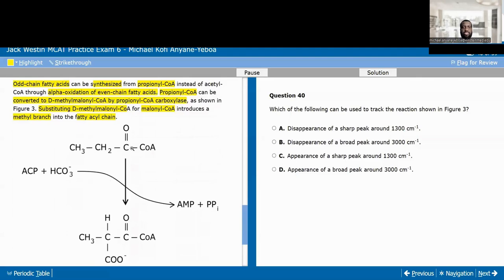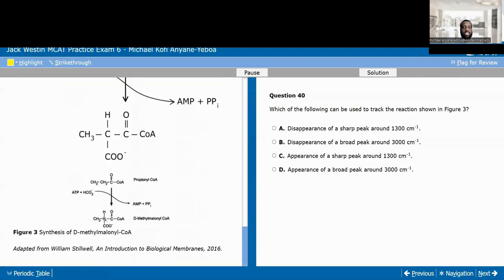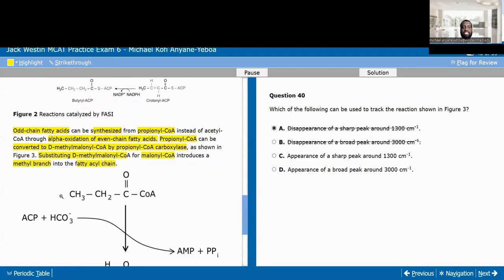Let's count our carbons. We have 1, 2, 3 carbons. In our product, we have 1, 2, 3, and 4. That, just by that, I'm going to cancel out its appearance, because what is happening is I'm adding a carbon or I'm adding another functional group to what I started with. So just by that disappearance.